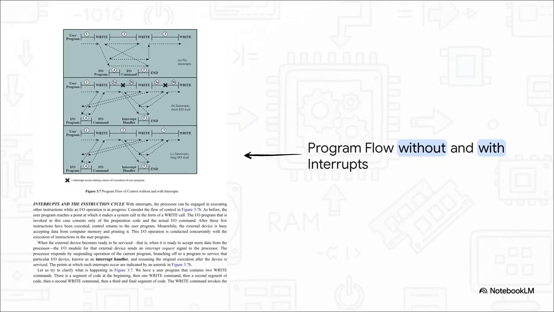Now, what's really interesting is the stark difference in efficiency when we compare the two methods. Without interrupts, the processor commands the printer to write, and the entire system just pauses. It is a massive bottleneck. But with interrupts, the processor issues the command and instantly goes back to running the user program concurrently. When the printer is finally ready, it essentially taps the processor on the shoulder with an interrupt request signal. The processor handles it and then resumes its work without missing a beat.